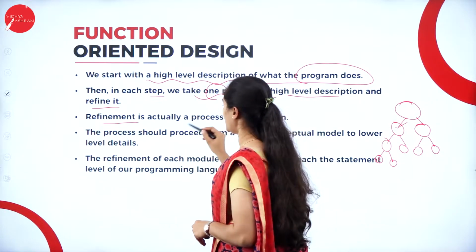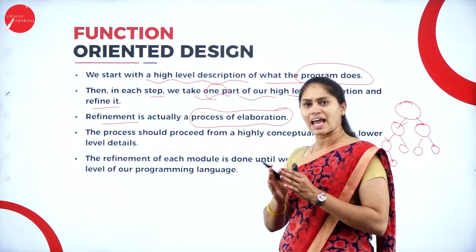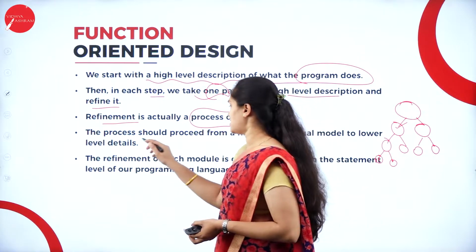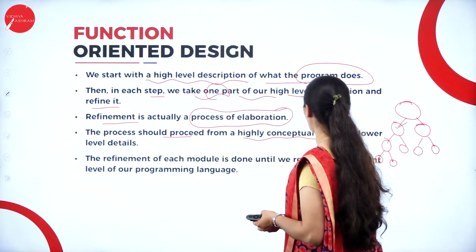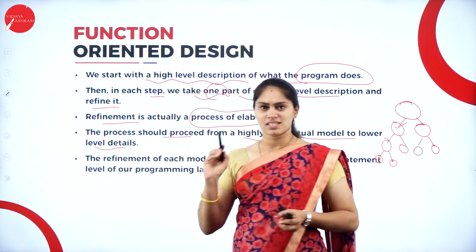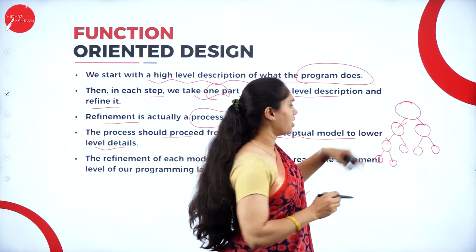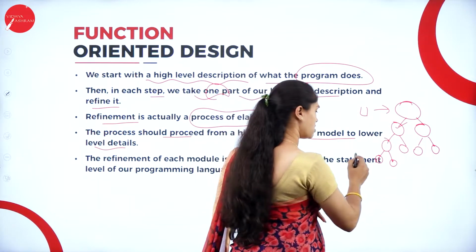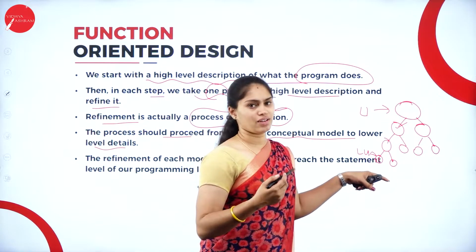So refinement is considered a process of elaboration. We are elaborating it, giving more details to the existing system. It needs to proceed from a highly conceptual model to lower-level details. If you just look at this, we won't be able to understand, because in level 1 the abstraction is very high, but when it reaches the next level, level 4 here, the detailing is very high.